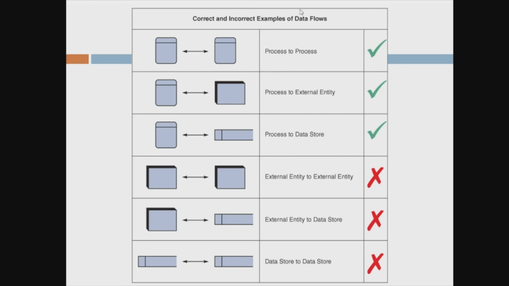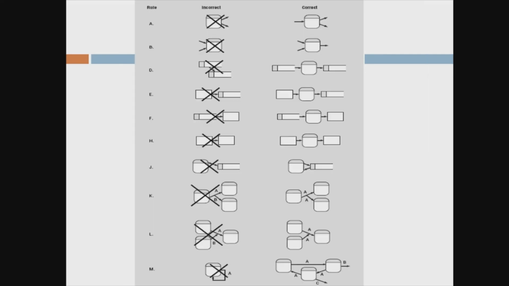Okay, process to process can be, this one is correct. Process to external entity is also correct. Process to data store also can. However, we cannot have external entity to external entity. We cannot have external entity to data store. And we cannot have data store to data store. So these are the rules that you need to remember when you want to draw your own data flow diagram later on.